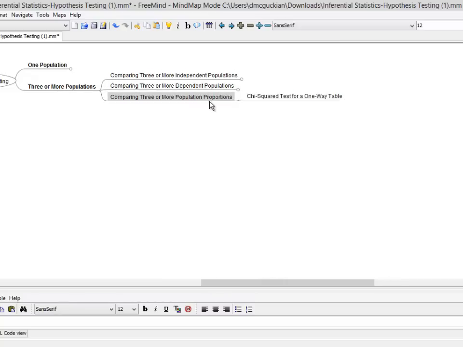Now, lastly, we learned later on, in chapter 13, the chi-squared test for a one-way table, and that allowed us to compare multiple proportions, where we could say proportion 1 is equal to proportion 2 is equal to proportion 3, etc. So that was the chi-squared test for a one-way table. This is also called the goodness of fit test.